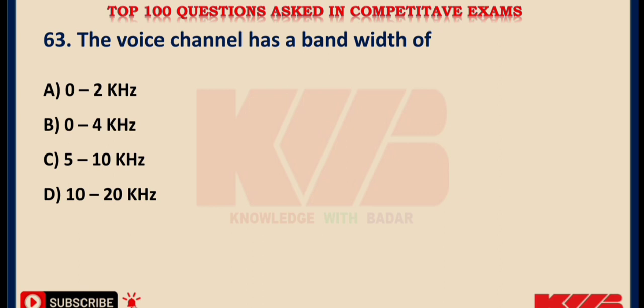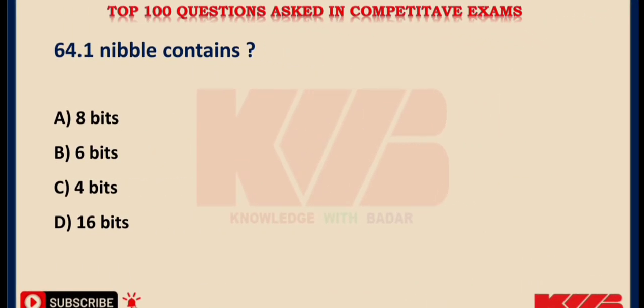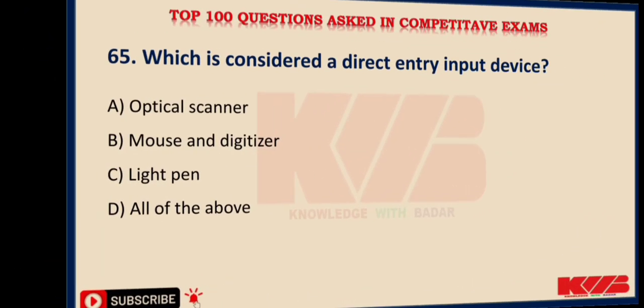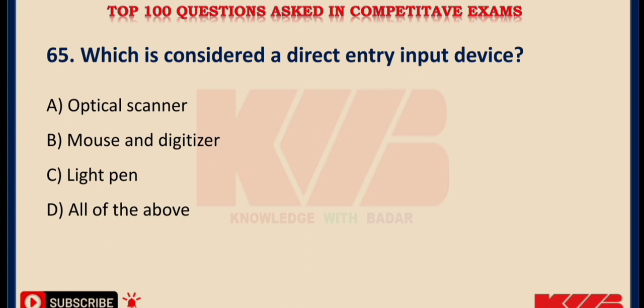63. The voice channel has a bandwidth of 0 to 2 kHz, 0 to 4 kHz, 5 to 10 kHz, or 10 to 20 kHz. And yes, it is 0 to 4 kHz. One nibble contains 8 bits, 6 bits, 4 bits, or the 16 bits. Yes, one nibble contains 4 bits. Which is considered a direct entry input device? Optical scanner, mouse and digitalizer, light pen, or all of the above? Yes, all of the above.